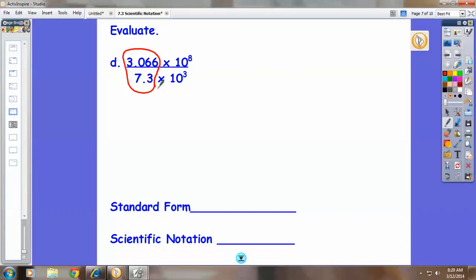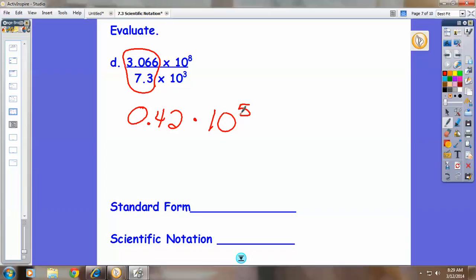I want to think of those as numbers that we could divide. Could we easily divide 3.066 by 7.3? Yeah, sure we could. What is it? Thank you. 0.42 times 10 to what power? What do we do with those exponents when we divide? Subtract. 8 minus 3 is 5.